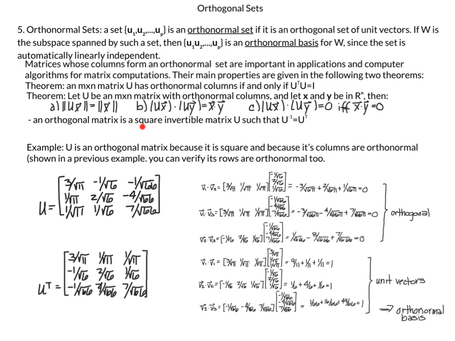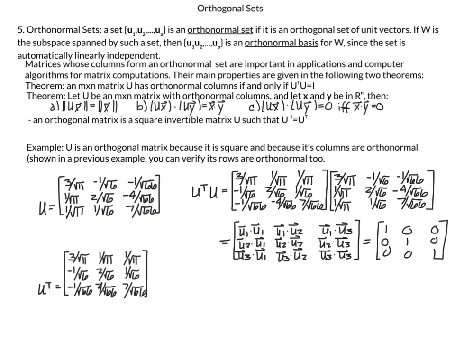So an orthogonal matrix is a square invertible matrix U such that U inverse equals U transpose. Theoretically, that means we can take U transpose, taking the first column and making it our first row, the second column making it our second row, and the third column becoming our third row, and that will be equal to U inverse. So I'm going to show you that U transpose times U is equal to the identity matrix. I'm going to claim that's part of my proof that U transpose is equal to U inverse.